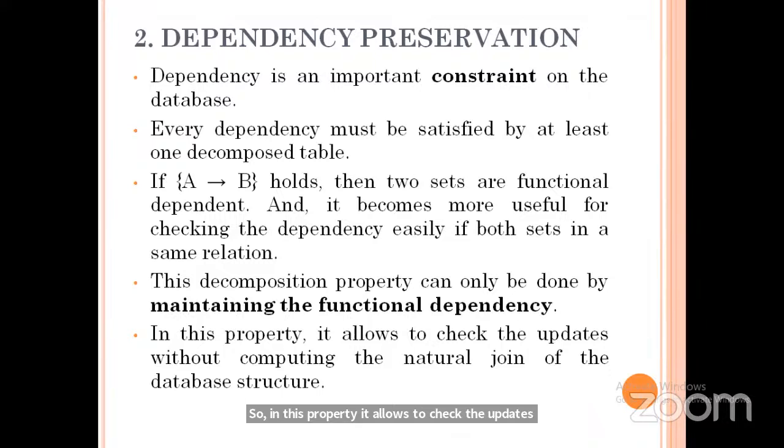Okay. So the main important thing you need to remember is every dependency must be satisfied by at least one decomposed table, and if we have A tends to B, then the two sets are functionally dependent. Why? B is dependent on A. So it becomes more useful for checking the dependency in both sets in the same relation. So this property can only be done by maintaining the functional dependency.